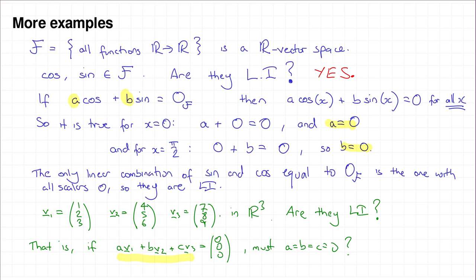And what you'll find is you have 3 simultaneous linear equations in the unknown quantities A and B and C. You can solve those linear equations and you can find the solutions for A, B, and C. If you find that the only solution is A equals B equals C equals 0, then they're linearly independent. If there is a solution in which at least one of A, B, and C is not 0, then they're linearly dependent. So I'm going to leave you with that problem.